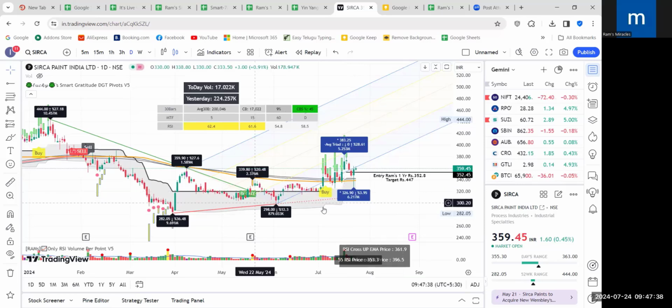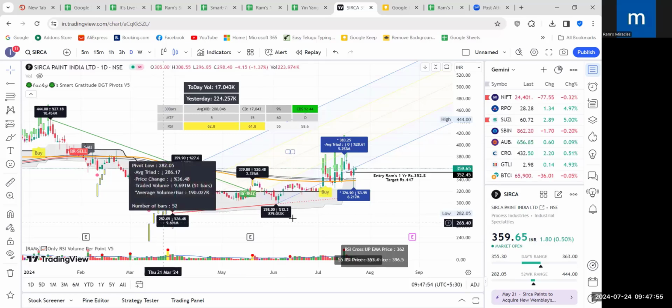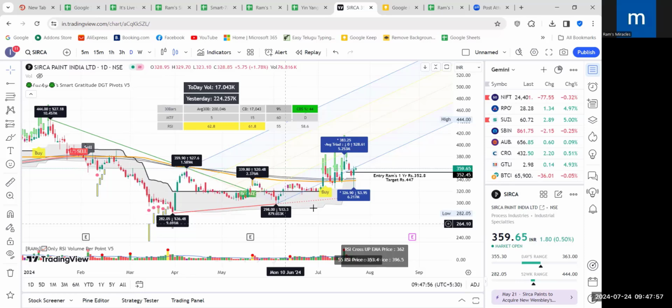One thing. The second thing is it made a bottom of 282 on 28th March, and the next, consecutive bottom is greater than the previous bottom. It is 298. 282 is the first bottom, the second bottom is 298. That means it is an uptrend. The price is moving towards an uptrend, and the pitchfork here is showing the uptrend only.